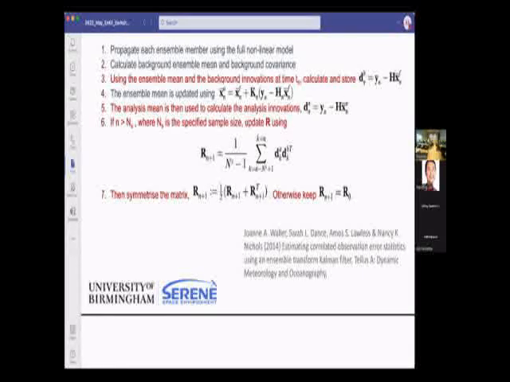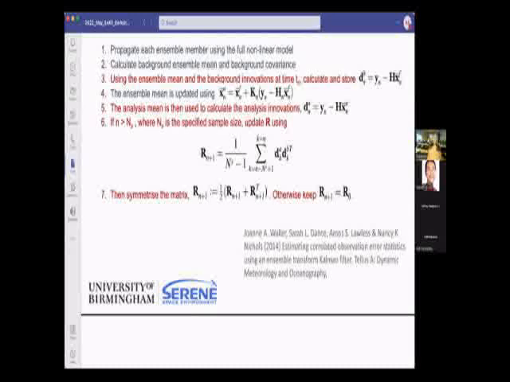So most of the steps are the same as the ETKF. I have to note here that to do this, we don't use the local ETKF, but instead we only use the ETKF, because when we use this method in the LETKF, they break the assumption that we cannot break. So this method is quite limited to the ETKF.